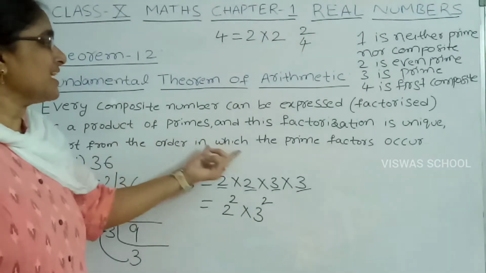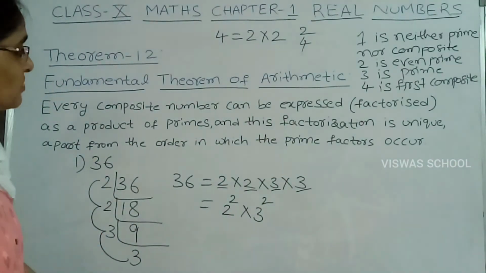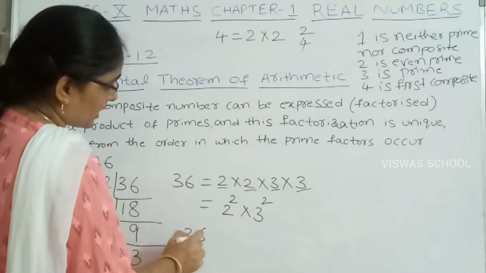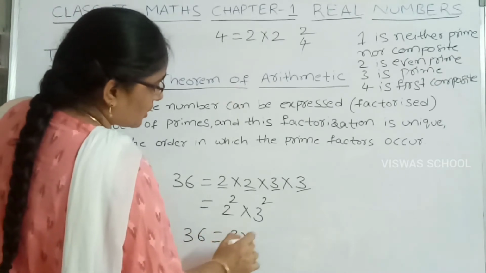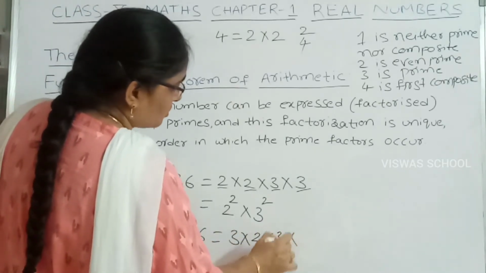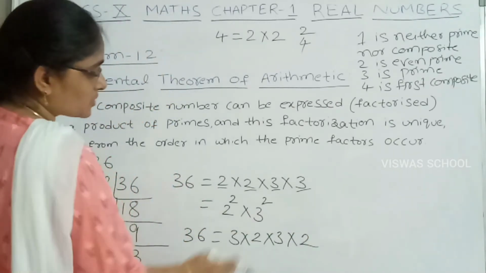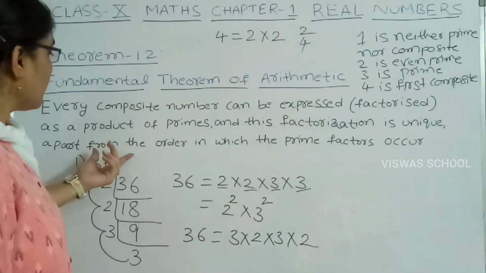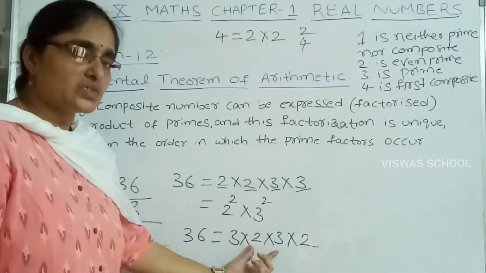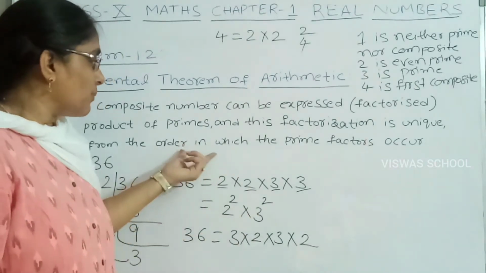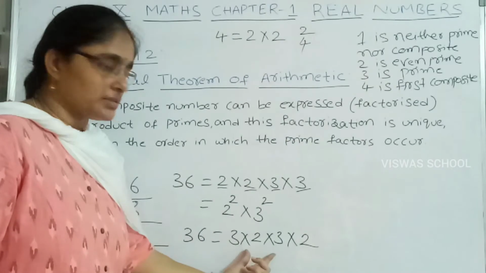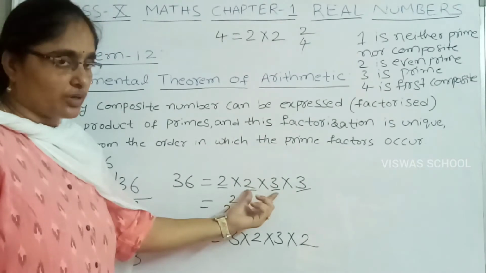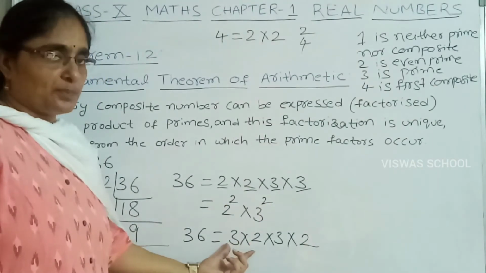And next, apart from the order in which the prime factors occur. Here 36 equals 2 square into 3 square, and it can also be written as 3 into 2 into 3 into 2. See, 3 2s are 6, 6 3s are 18, 18 2s are 36. That's why, apart from the order, order is not important. We have to write the composite number as a product of primes only, but order is not important.